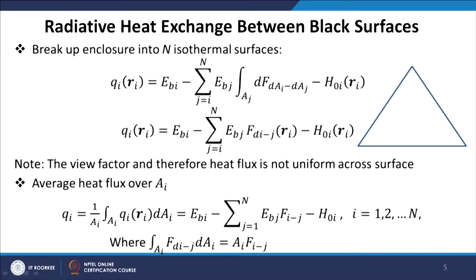But it will be in the summation. So, we have divided the enclosure into n number of surfaces. So, summation over j equal to 1 to n of EBj, the emission power of the jth black surface, and then in the integration we are just left with the view factor, minus the outside irradiation. This is outside irradiation.